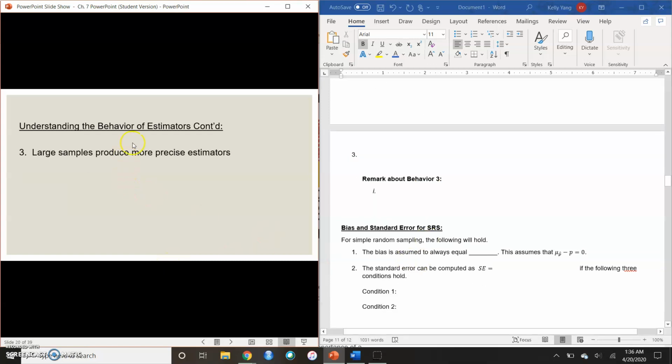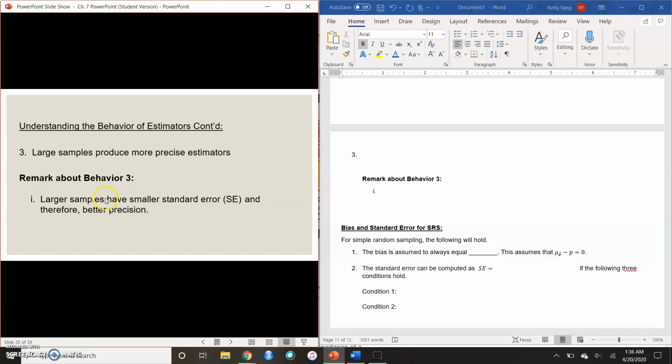Finally, the last behavior is that large samples produce more precise estimators. As we have seen in chapter 5, we talked about the law of large numbers. The more repetitions there were, the closer the two probabilities converged to each other, and so the more precise it became. So the same idea here. The larger the samples, the more samples that you take, the more consistent they will be. So a remark about behavior 3, larger samples have a smaller standard error because they're more precise.